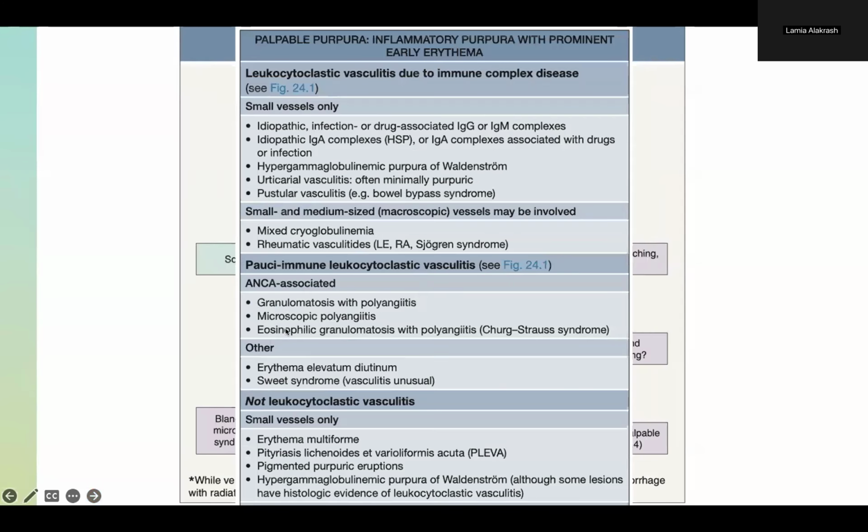And when we have palpable purpura, that means inflammation, inflammatory. So the most common example is vasculitis or leukocytoclastic vasculitis. Actually, small vessel vasculitis is the most common type of vasculitis encountered by dermatologists, but we have other types of vasculitis that will be explained in the coming slides.